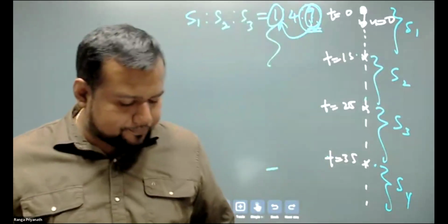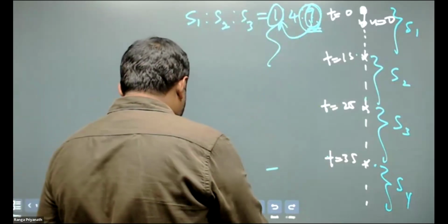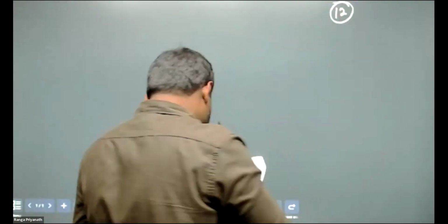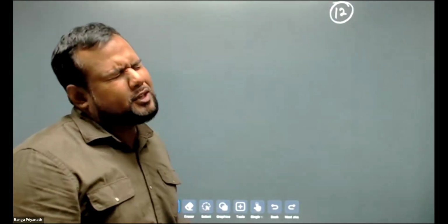Let's move to question number 12. A driver's reaction time is 0.5 seconds. Reaction time means you observe something and take 0.5 seconds to respond to it. Like you see a red light and try to apply the brake; for that time duration, 0.5 seconds, there is no action. That's the idea behind this.